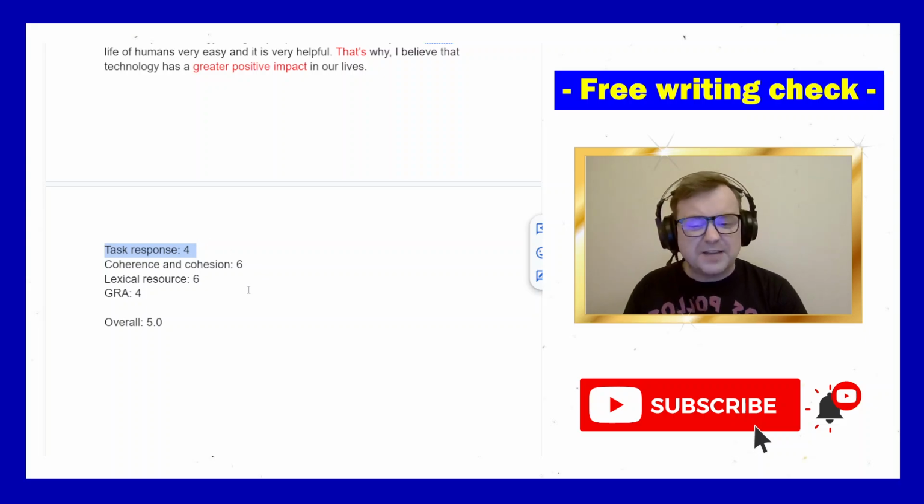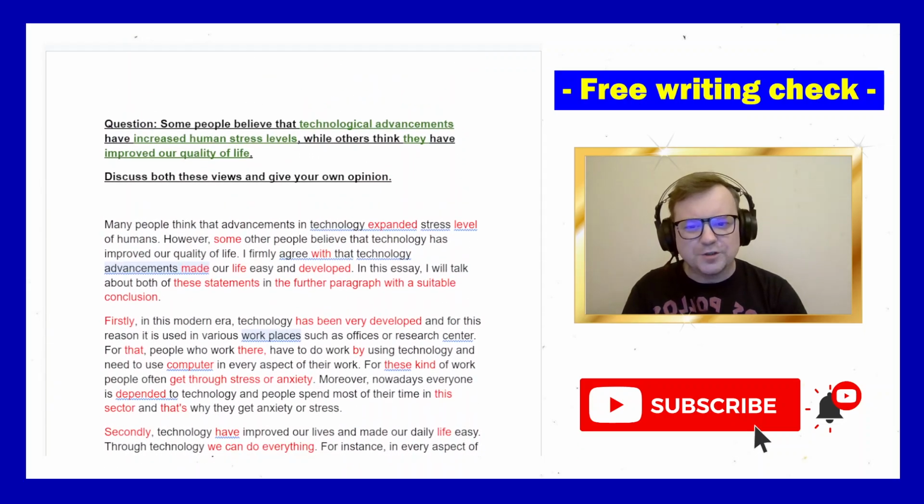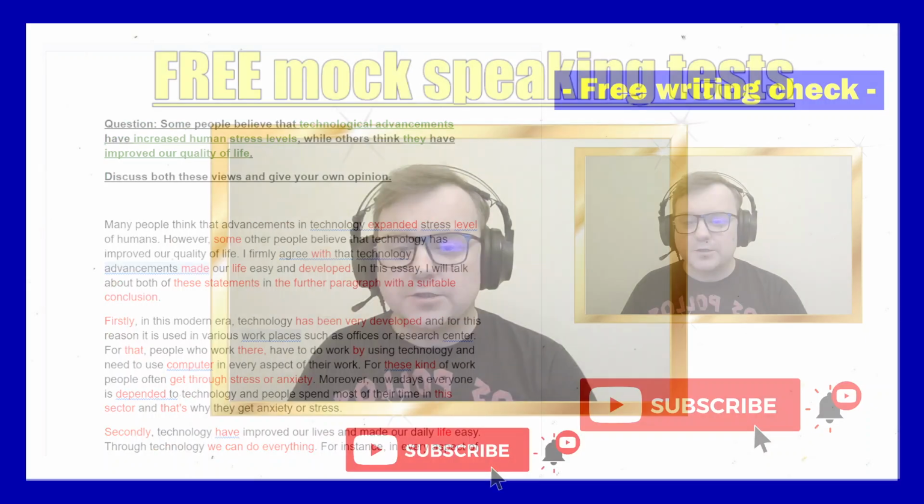I think the candidate has a potential to get 6.0. I don't think they will get more than 6.0, but certainly a bit of work with task response, a lot of work with grammatical range and accuracy, and maybe they could get to the 6.0, but for now, 5.0 is the mark that I'm awarding for this. Yeah, so I hope you found that useful.